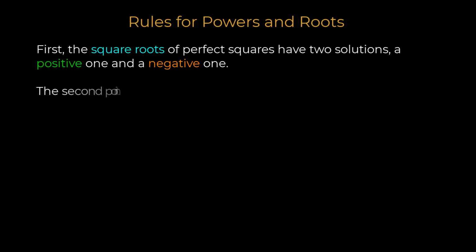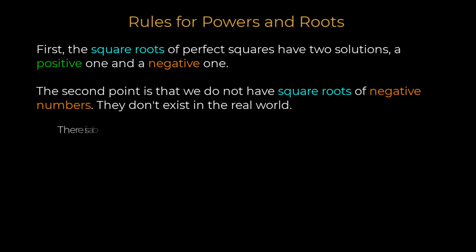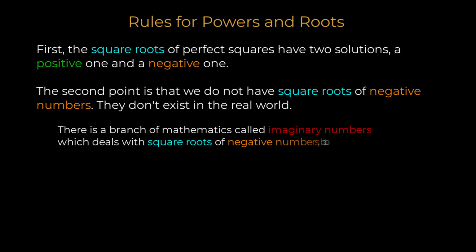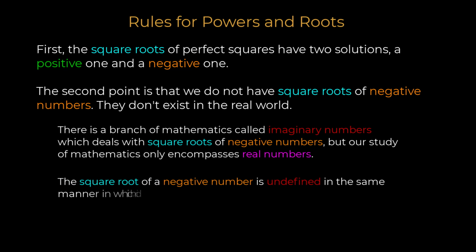The second point is that we do not have square roots of negative numbers. They don't exist in the real world. There is a branch of mathematics called imaginary numbers, which deals with square roots of negative numbers. But our study of mathematics only encompasses real numbers. So, as far as we are concerned, the square root of a negative number is considered to be undefined, in the same manner in which division by 0 is undefined.